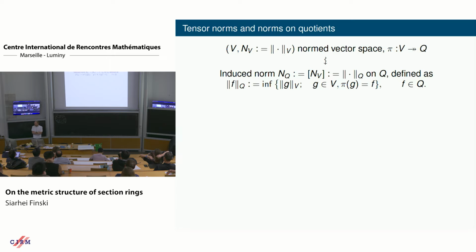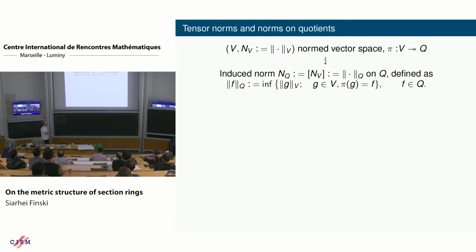To explain this in detail, I will need to recall some basics of linear algebra. Imagine that you have fixed a normed vector space, a vector space V of finite dimension with a norm over it, and I'm considering a quotient of this vector space. Then under this quotient, there is a canonical way of producing a norm on the quotient space as follows.